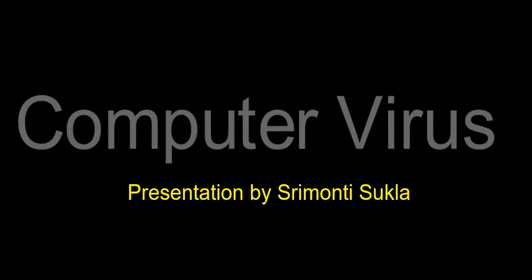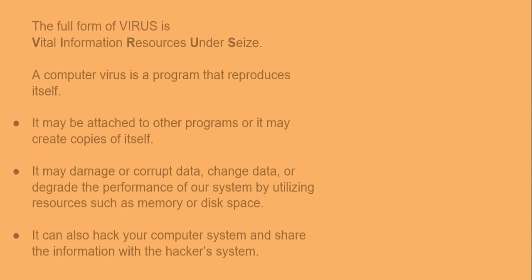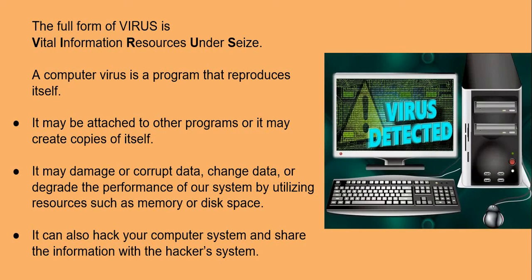The topic is computer virus. Let us look into it. The full form of virus is Vital Information Resources Under Siege. A computer virus is a program that reproduces itself. It may be attached to other programs or it may create copies of itself.